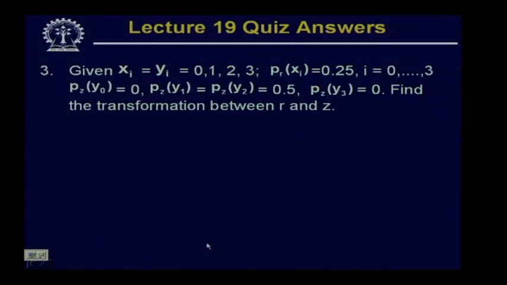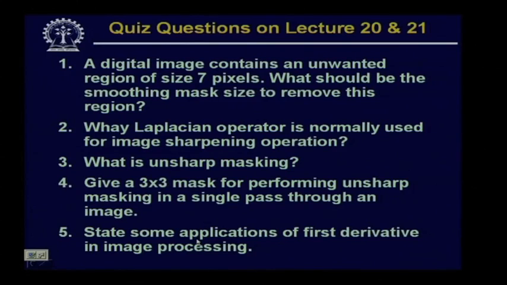Now, let us go to some questions of today's lecture. The first question is, a digital image contains an unwanted region of size 7 pixels. What should be the smoothing mask size to remove this region? Second, why is the Laplacian operator normally used for image sharpening operation? Third question, what is unsharp masking? Fourth question, give a 3 by 3 mask for performing unsharp masking in a single pass through an image.